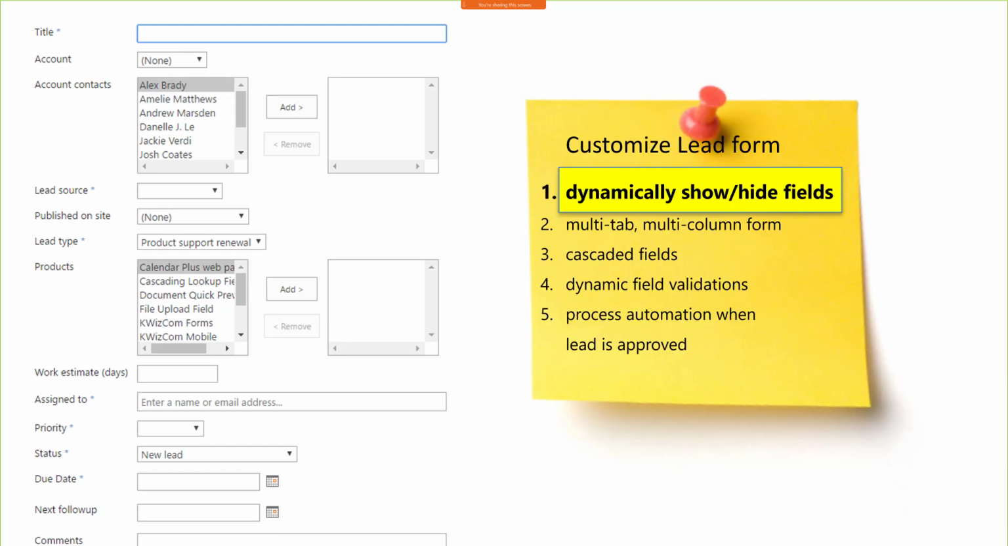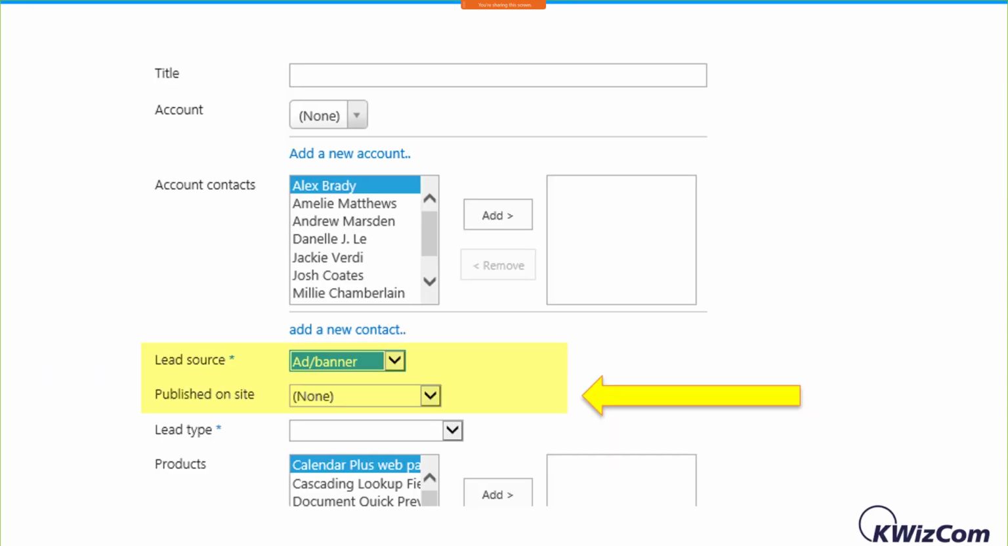So the first thing I'm going to do, and it's the most common requirement, is actually make the form dynamic. A dynamic form means show, hide, or disable fields according to who I am and according to my actions in the form. I have these 2 fields that are highlighted now, the lead source and published on site. Published on site field is relevant only if the selected lead source is add/banner. For any other selected value by the user, I should hide the published on site field.